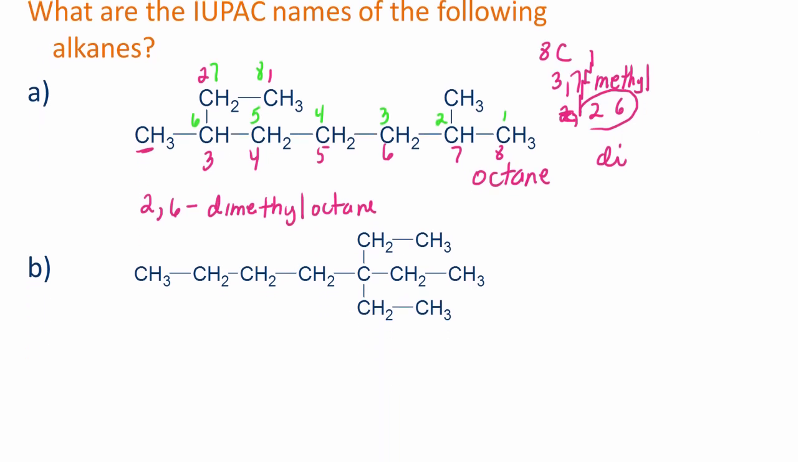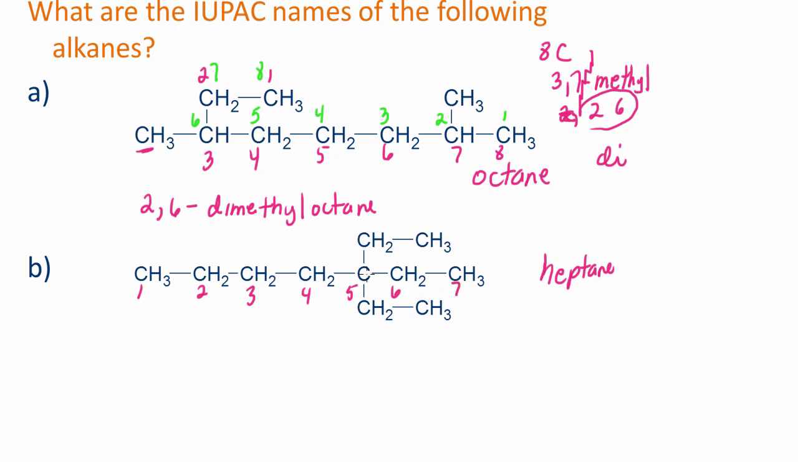Let's go to this one. So again, I'm looking for the longest continuous carbon chain. 1, 2, 3, 4, 5, 6, 7. Okay. And let's try again. 1, 2, 3, 4, 5, 6, 7. It looks like the longest chain is 7, so that is a heptane. And if I number the carbons this way, I have 1, 2, 3, 4, 5, 6, 7.